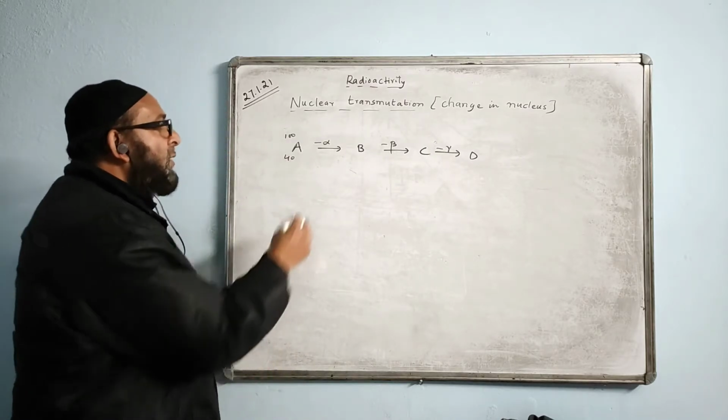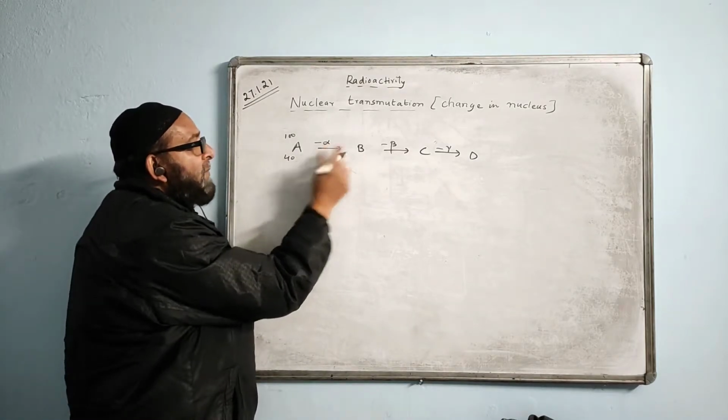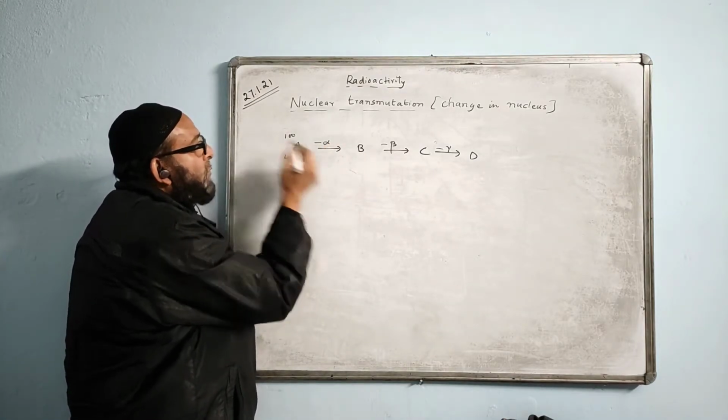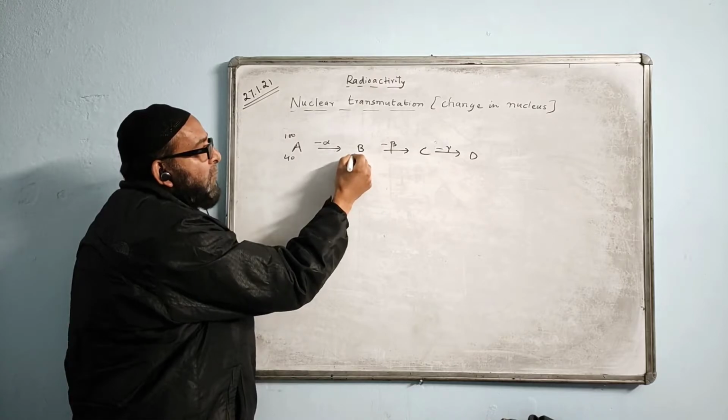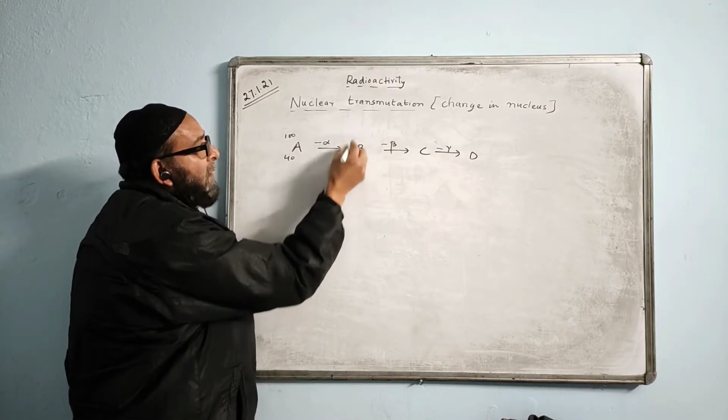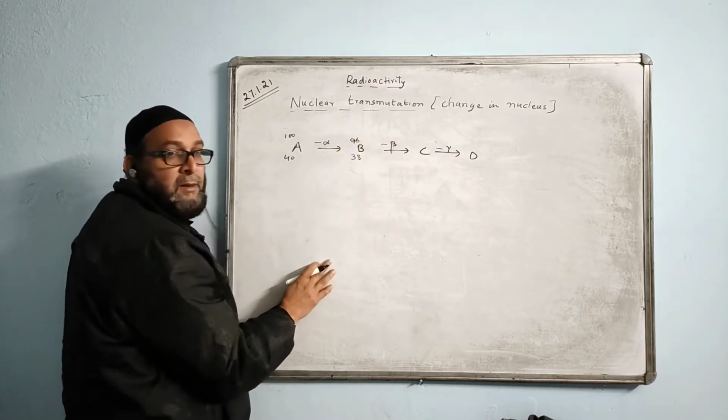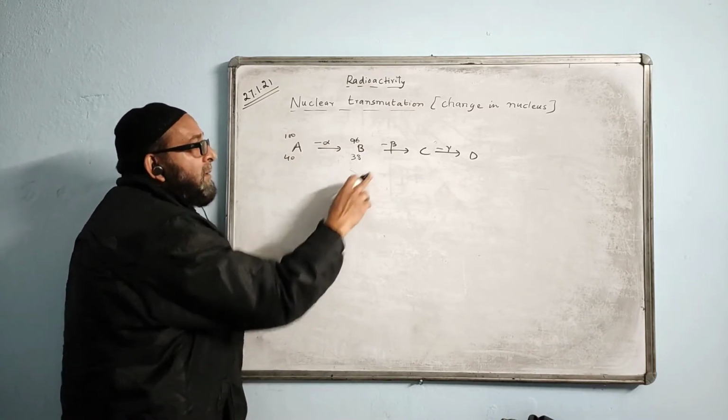The composition of nucleus B, C, and D is not given, and you have to give it. Tell me what is the answer? What answer would you write here? Alpha is minus 2 and minus 4. What is the new answer here? Tell me. 40 minus 2 will give us 38. 100 minus 4 gives us what? 96.